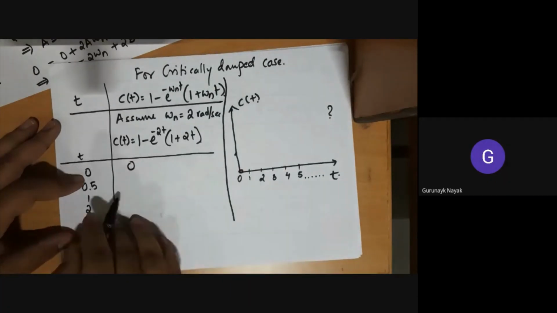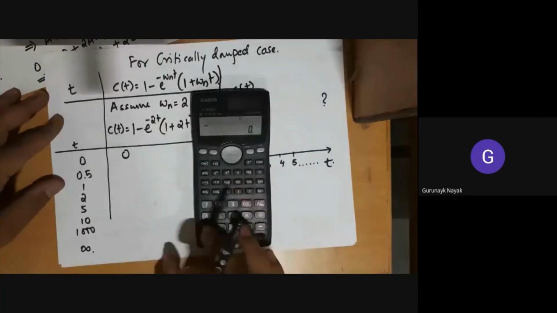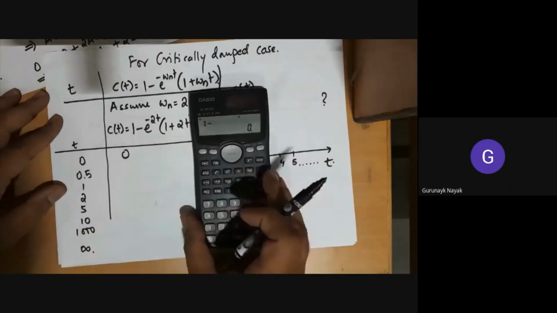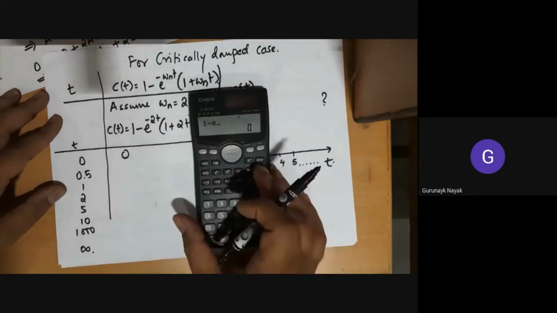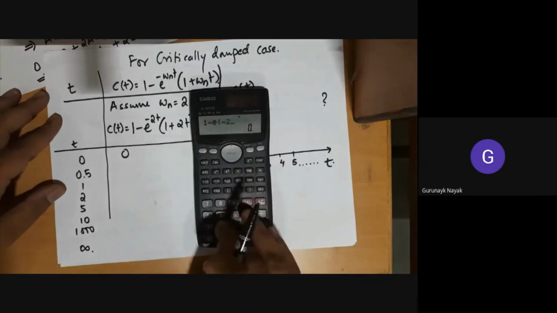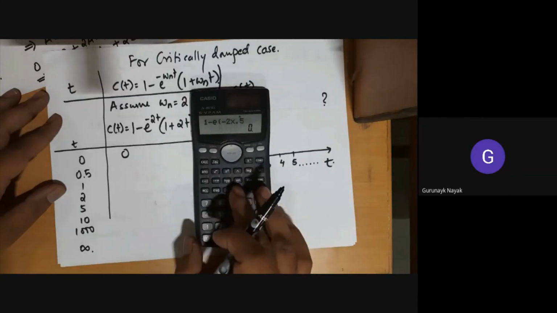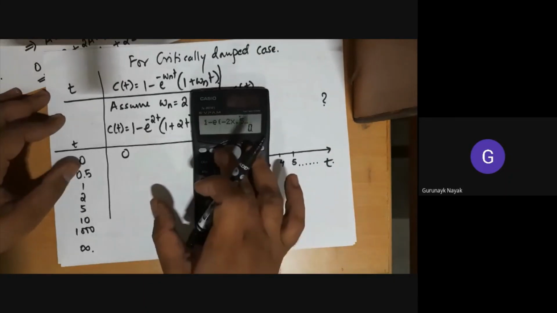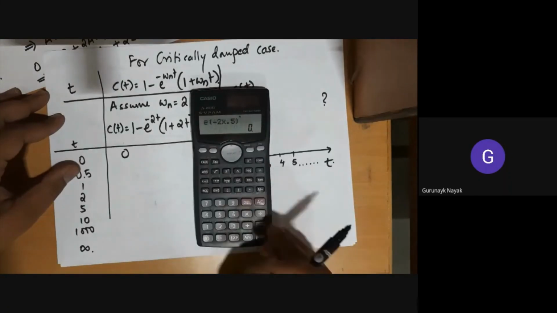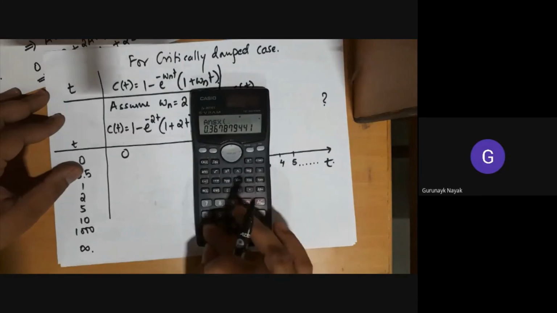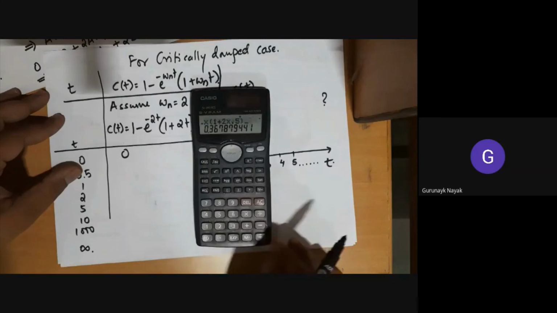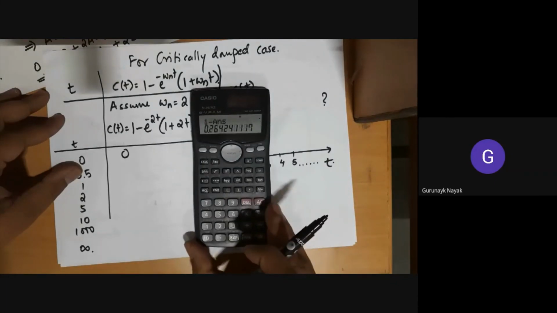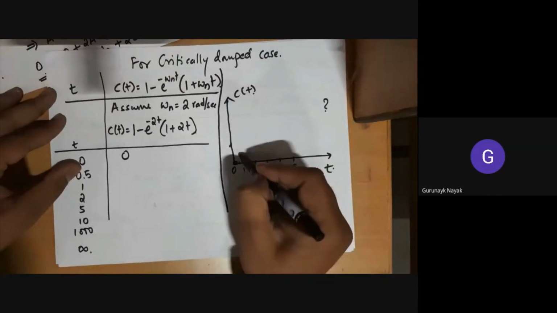So I want to calculate for 0.5 next. When t is 0.5, I'll write 1 minus e raised to minus 2 into 0.5. Let me write it in another way. First calculate e raised to this part, multiply that with 1 plus 2 into 0.5, and subtract this from 1. So this is 0.26. Please calculate yourself without fail. I may be making a mistake sometimes. So for 0.5 it is 0.26.